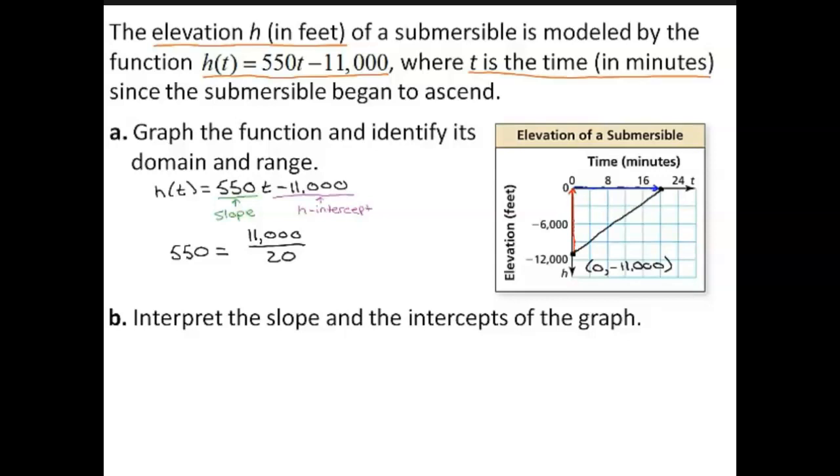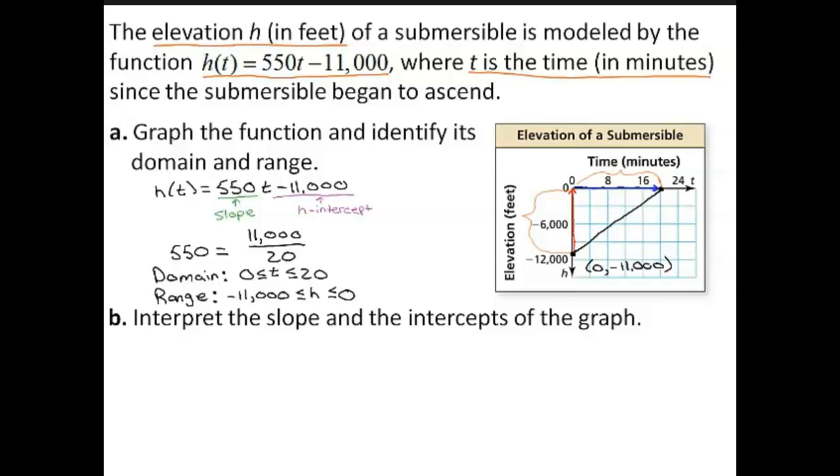The domain is the set of all possible values of t, so the domain is the set of all real numbers greater than or equal to 0 and less than or equal to 20, which can be represented by the inequality 0 less than or equal to t less than or equal to 20. The range is the set of all possible values of h. So the range of the function is the set of all real numbers greater than or equal to -11,000 and less than or equal to 0, which can be represented by the inequality -11,000 less than or equal to h less than or equal to 0.